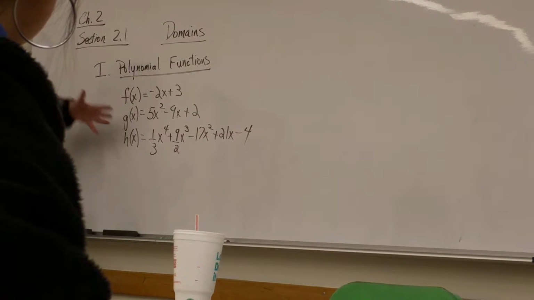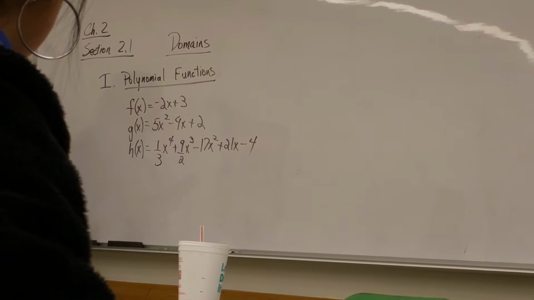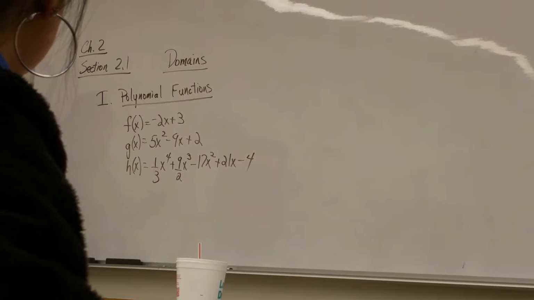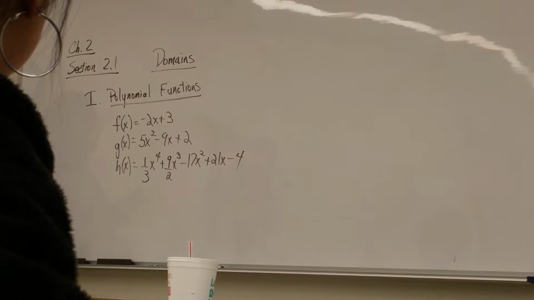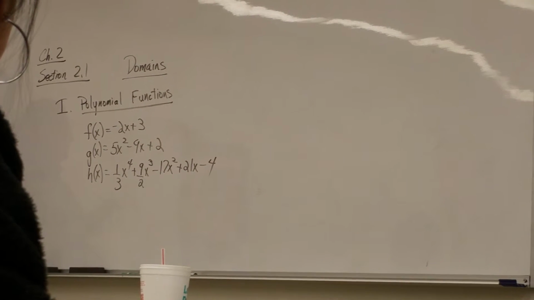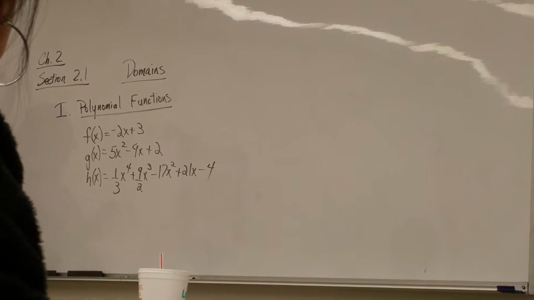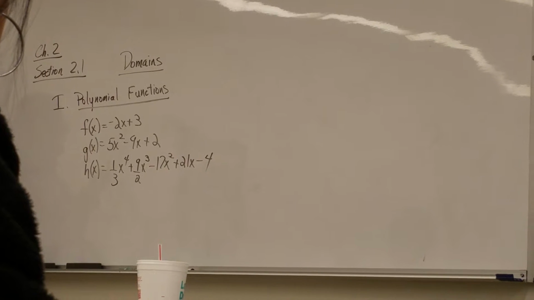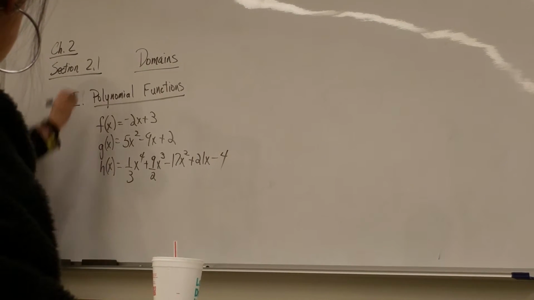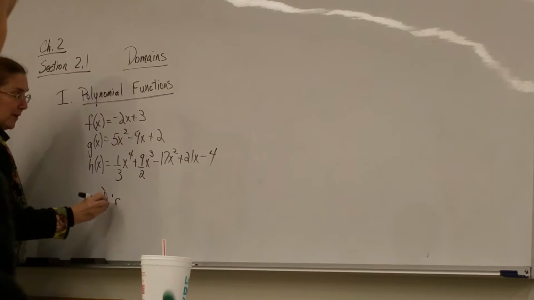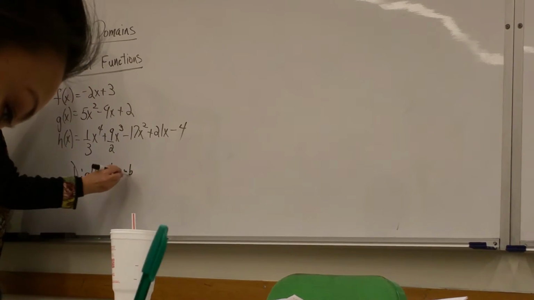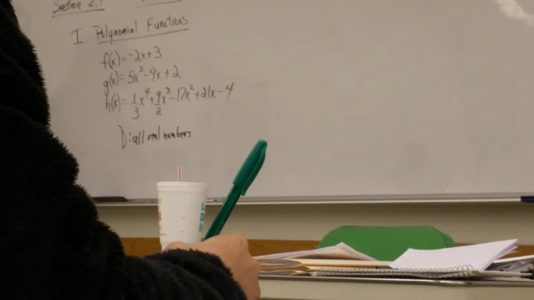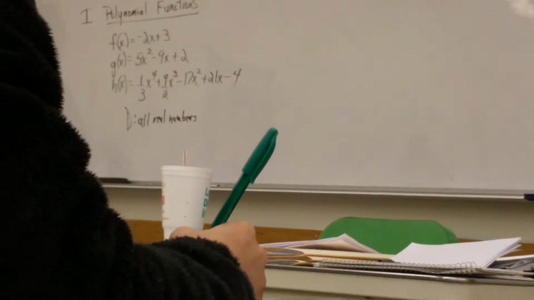Now, in all of these functions, I can plug in anything I want to for x. It might not be easy to figure out. If I ask you to find h of 93, it can be done. It would take us a real long time, but it can be done. So the domain for polynomial functions is all real numbers. We can plug in anything at all for x and it will work. It might not be easy to do, but it will work.